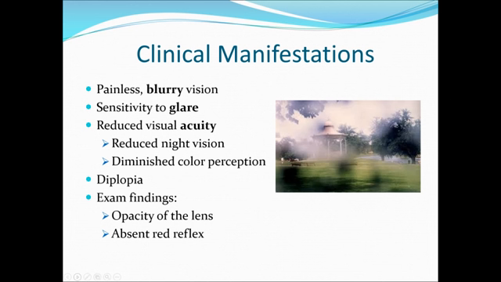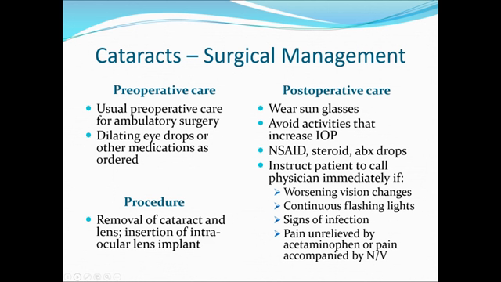So clinical manifestations of cataracts, they'll have painless blurry vision, so you can kind of see the picture there that depicts cataracts. Again, sensitivity to glare, they'll have reduced visual acuity, particularly with night vision, and they might have some issues with color perception. They might see some double vision there as well. So again, surgical treatment is the key.